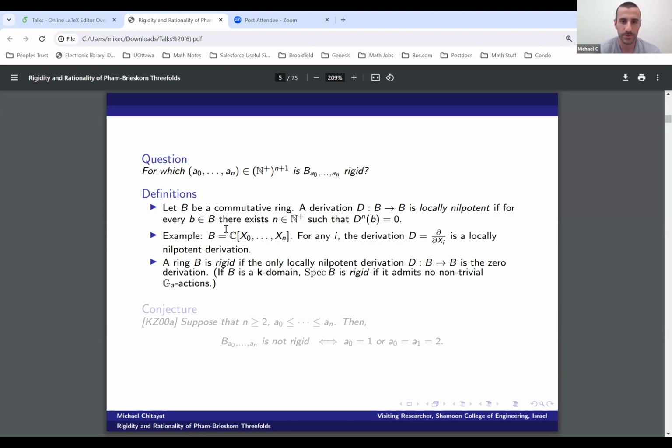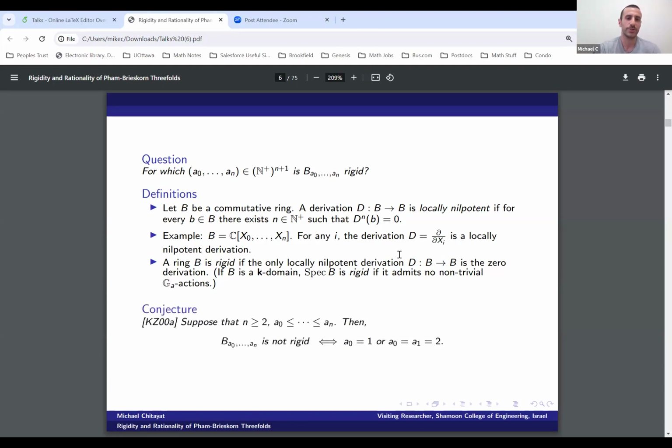One of the simpler examples is when our ring is a polynomial ring. For any i, the partial derivative is a locally nilpotent derivation. A ring is said to be rigid if the only locally nilpotent derivation from B to itself is the 0 derivation. For those of you interested in Ga actions on affine varieties over characteristic 0, it's known that if B is a k-domain, then the spectrum of B is rigid, meaning it admits no non-trivial Ga actions, because you have a bijection between the set of non-trivial Ga actions and the set of non-trivial locally nilpotent derivations.